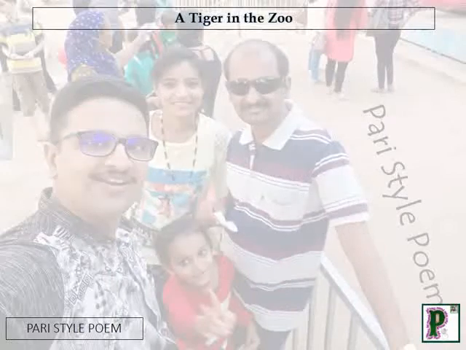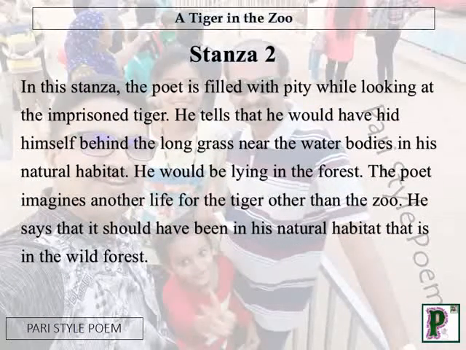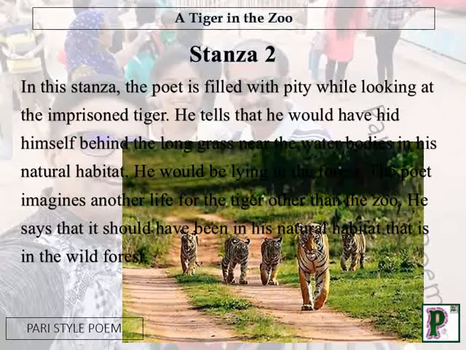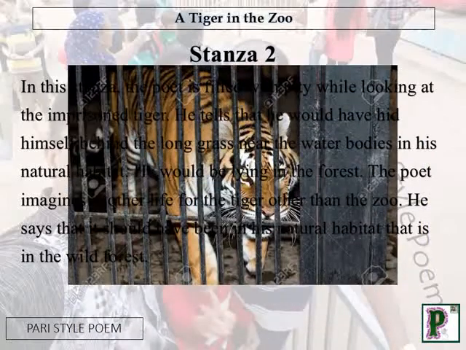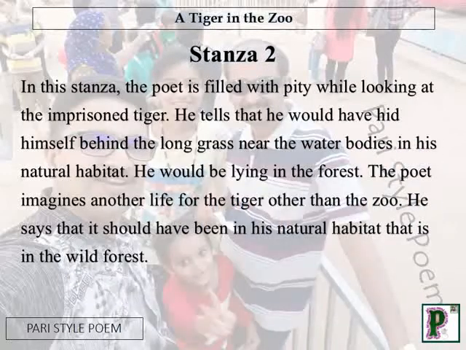A Tiger in the Zoo. Stanza 2. In this stanza, the poet is filled with pity while looking at the imprisoned tiger. He tells that he would have hidden himself behind the long grass near the water bodies in his natural habitat. He would be lying in the forest. The poet imagines another life for the tiger other than the zoo. He says that it should have been in its natural habitat, that is, in the wild forest.